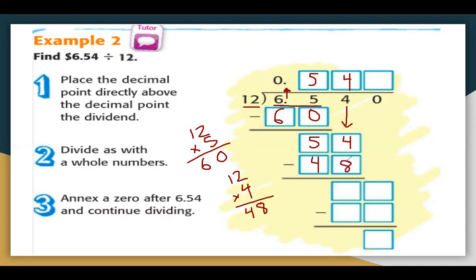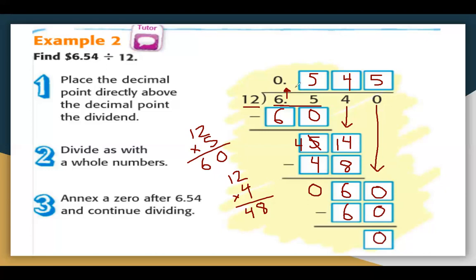Please, boys and girls, remember our subtracting skills. I cannot take away 8 from 4. There's not enough there, so I have to borrow from the 5. That's going to turn into a 4. 4 turns into 14. So I'm left with 6, and then this would end up being a 0. Okay, then I need to bring down that 0 there. Oh, and if I look, I already did the trial and error for 60. It goes in perfectly 5 times. So that means when I do 12 times 5, it gives me 60, and I end up with nothing left.